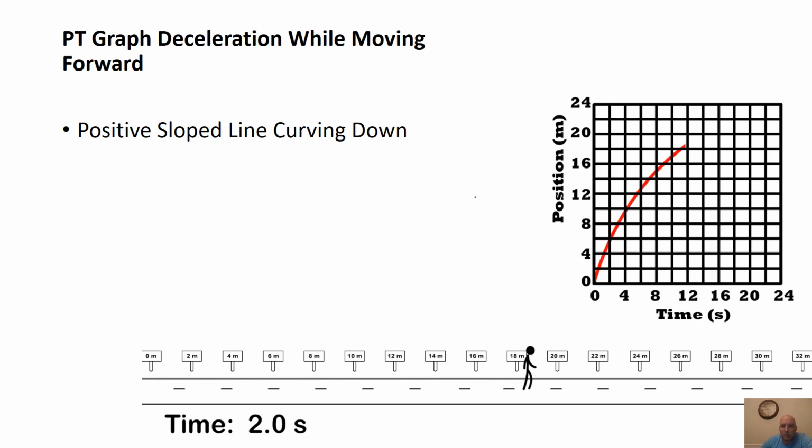Okay, so now we have decreasing, he's decelerating while moving forward. So it's still going up, but notice how the slope is going downwards, just like he's slowing down, the slope or the velocity is decreasing over time. So the slope over here is a lot higher than the slope over here.